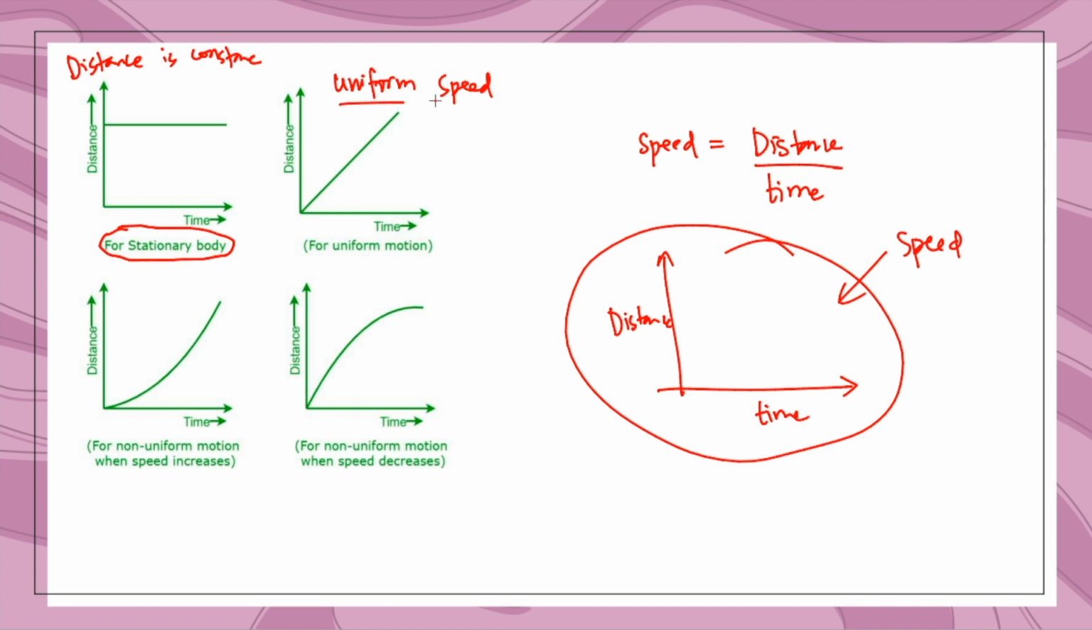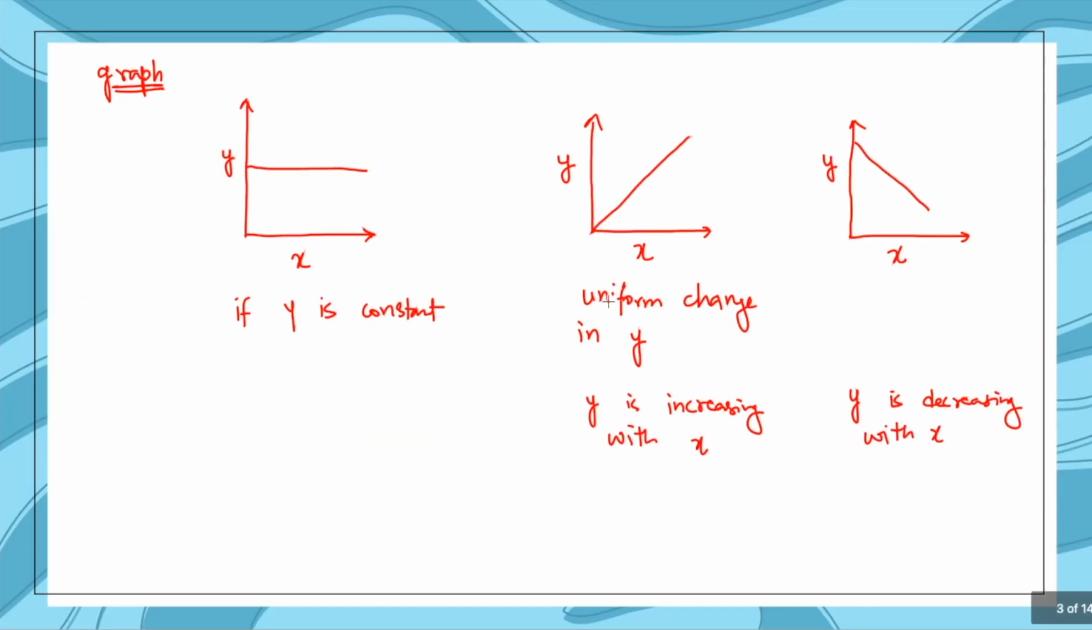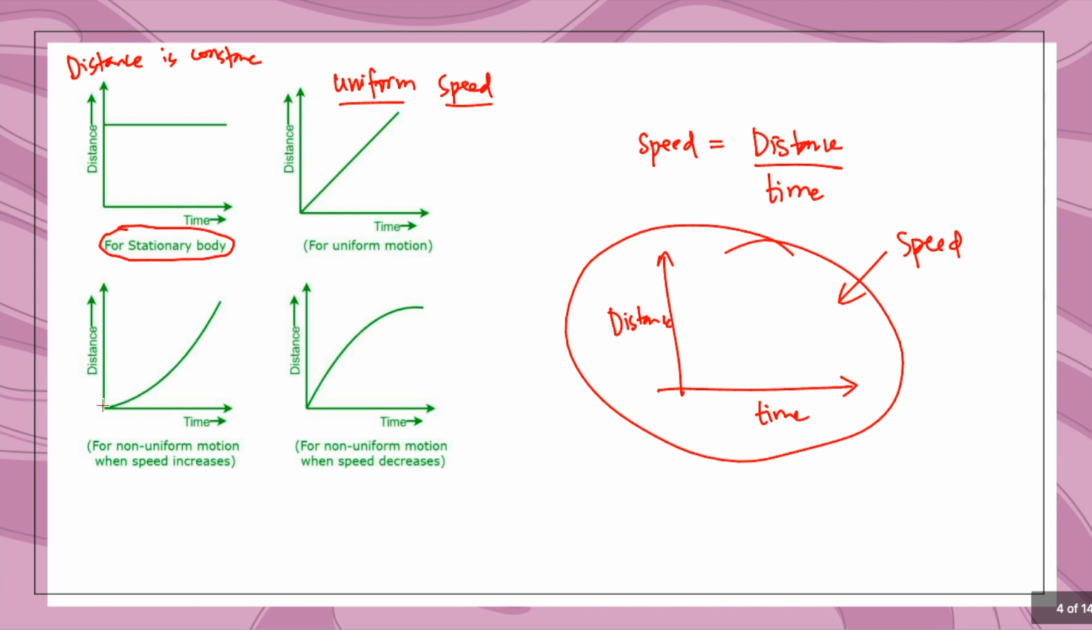It's going to give you uniform speed or uniform motion. That means equal changes of distance with equal change of y. As I have mentioned over here, it is uniform change of y, and it is increasing with x.